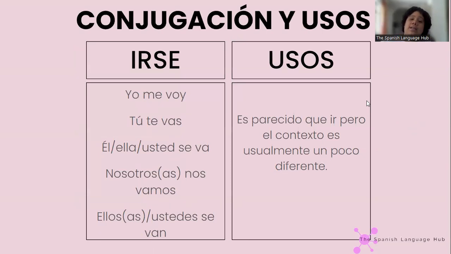So a variation of ir is irse, which is similar to go, but it's a kind of different context. It is conjugated as yo me voy, tú te vas, él, ella, usted se va, nosotros, nosotras nos vamos, ellos, ellas, ustedes se van. So it's like I said here, es parecido a ir, pero el contexto es usualmente un poco diferente. So it's similar to ir, but the context is usually a little different.